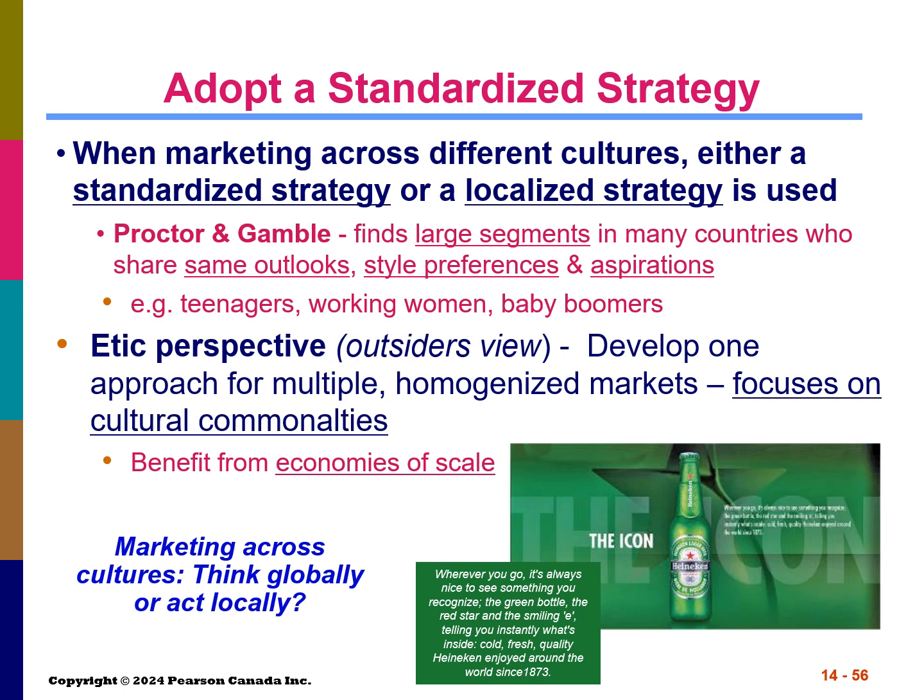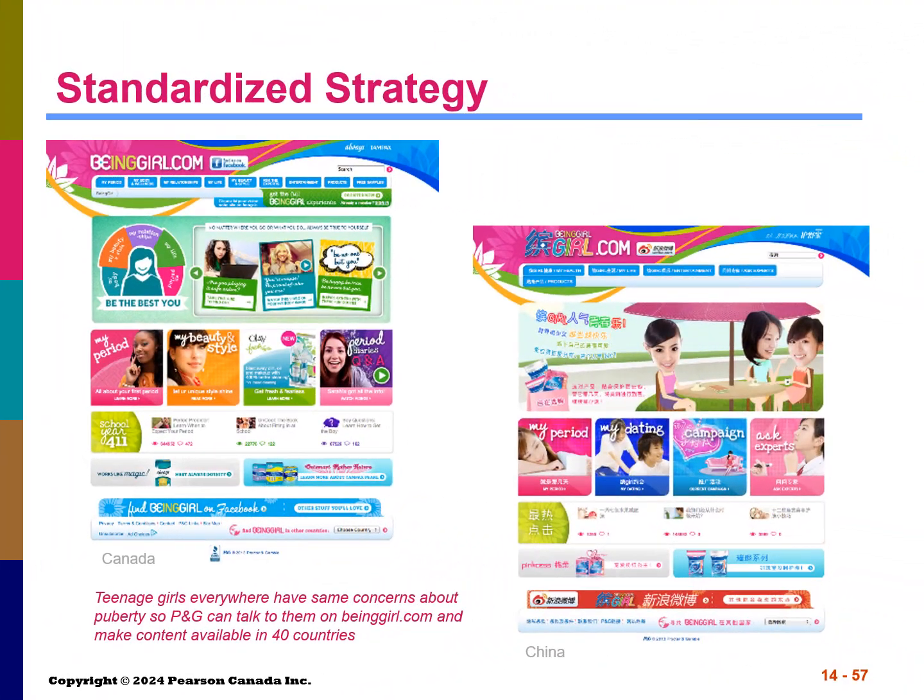Heineken has used a standardized strategy by promoting their beer as an international icon. Magazine ads explain, "Wherever you go, it's always nice to see something you recognize. The green bottle, the red star, and the smiling E telling you instantly what's inside. Cold, fresh, quality Heineken, enjoyed around the world since 1873." Teenage girls everywhere have the same concerns about puberty, so Procter & Gamble can talk to them on beinggirl.com and make the content available in 40 countries without reinventing the wheel in each market. This is a good example of a standardized strategy.